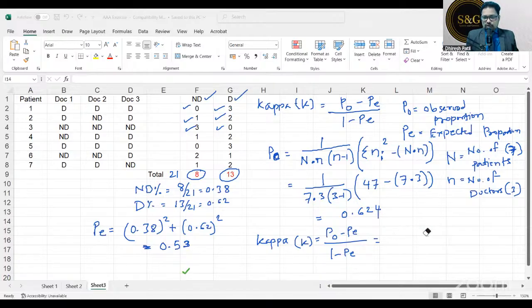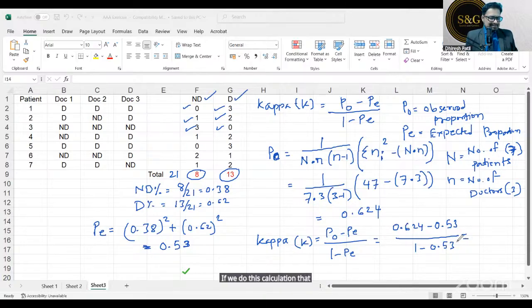So your PO is 0.624 minus your PE is 0.53, okay, divided by 1 minus 0.53. If we do this calculation, that is coming approximately 0.19, something like that. So 0.19 kappa value, which is clearly a rejected kappa value.